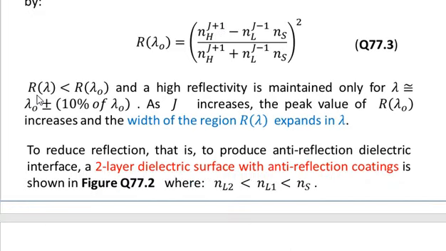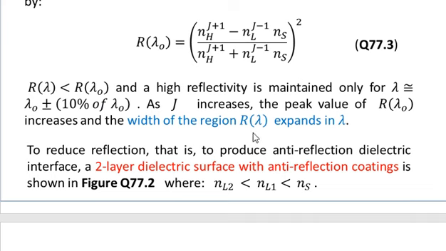For any wavelength other than the designing wavelength lambda naught, we call that reflectivity R of lambda. So here R of lambda will be less than R of lambda naught, and a high reflectivity is meant only for lambda equal to lambda naught. Plus we can allow a tolerance of plus minus 10% of lambda naught, because lambda naught is a very strict number, so we must have some tolerance with that one. So the lambda that we can allow in our calculations is lambda equal to lambda naught plus or minus 10% of lambda naught. With this lambda we can say that R of lambda is less than R of lambda naught.